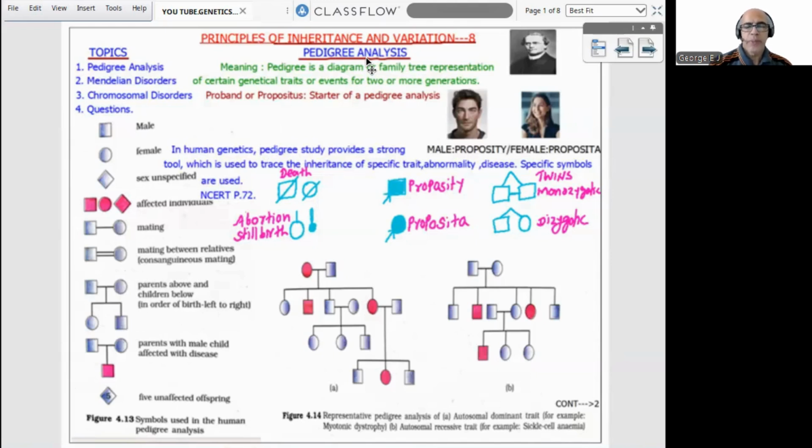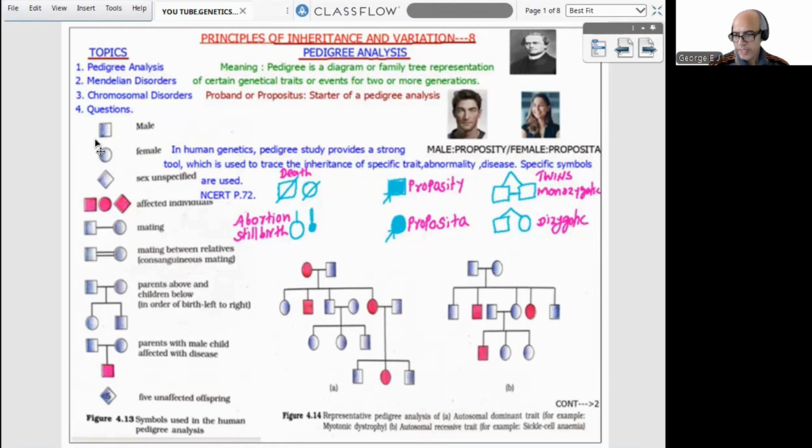We should know what is meant by the term pedigree. See, pedigree is a diagram or family tree representation, by symbols, of certain genetical traits or events for 2 or more generations. Now, when we deal with pedigree analysis, there are 2 basic terms, proband or propositus. They are synonyms. It means the starter of a pedigree analysis, from where that pedigree should be analyzed. That individual is called proband or propositus. I think up to that it is clear.